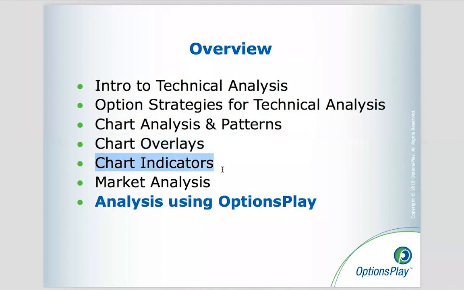Then we'll take a look at some chart indicators. This is probably where many of you have spent a lot of time researching things like RSI, MACD, stochastics, these types of indicators that provide overbought, oversold conditions. We'll take a look at some of those. And then lastly, we'll take a look at market analysis. So generally, what type of market analysis you can use with technical analysis to help provide guidance in terms of which direction you want to trade in.